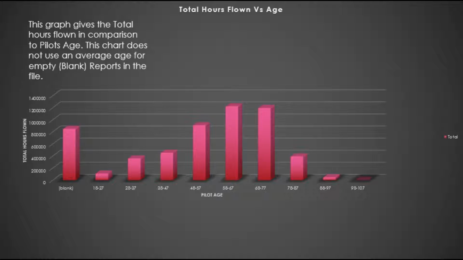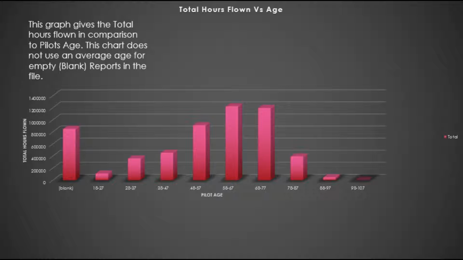These next few graphs, the average on the age was not used in the data. The graphs show the amount of missing data and represent the other accidents and incident reports accurately when age is used. This graph compares the pilot's total hours flown broken down into different age brackets.